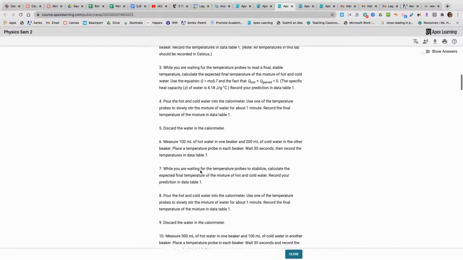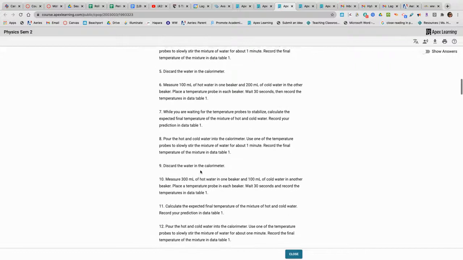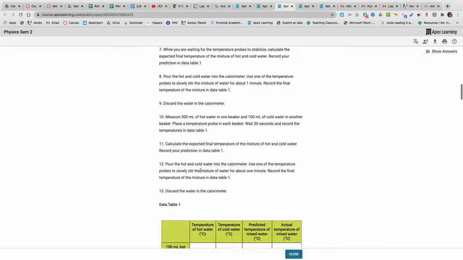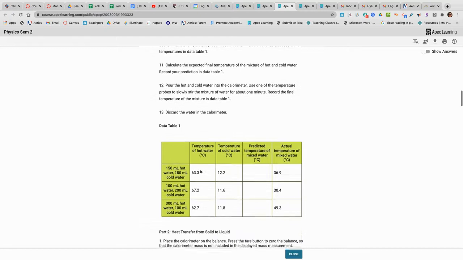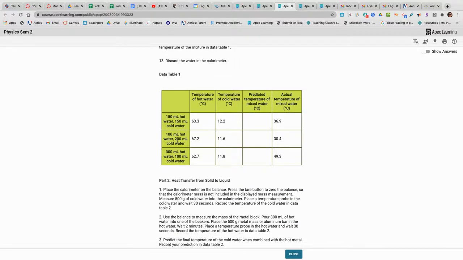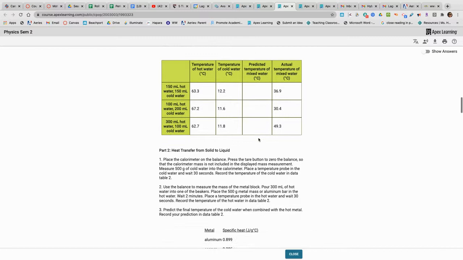So again, continue reading through the lab. What did they do? How did they collect the data? I'm not going to read through this for you. I think you can do it all on your own. When you get to your data table, you're making a prediction on the temperature of the water after it's mixed. Okay, so this is the hot water, this is the cold water. After you mix the water, what is the predicted temperature and how does that compare with the actual temperature?